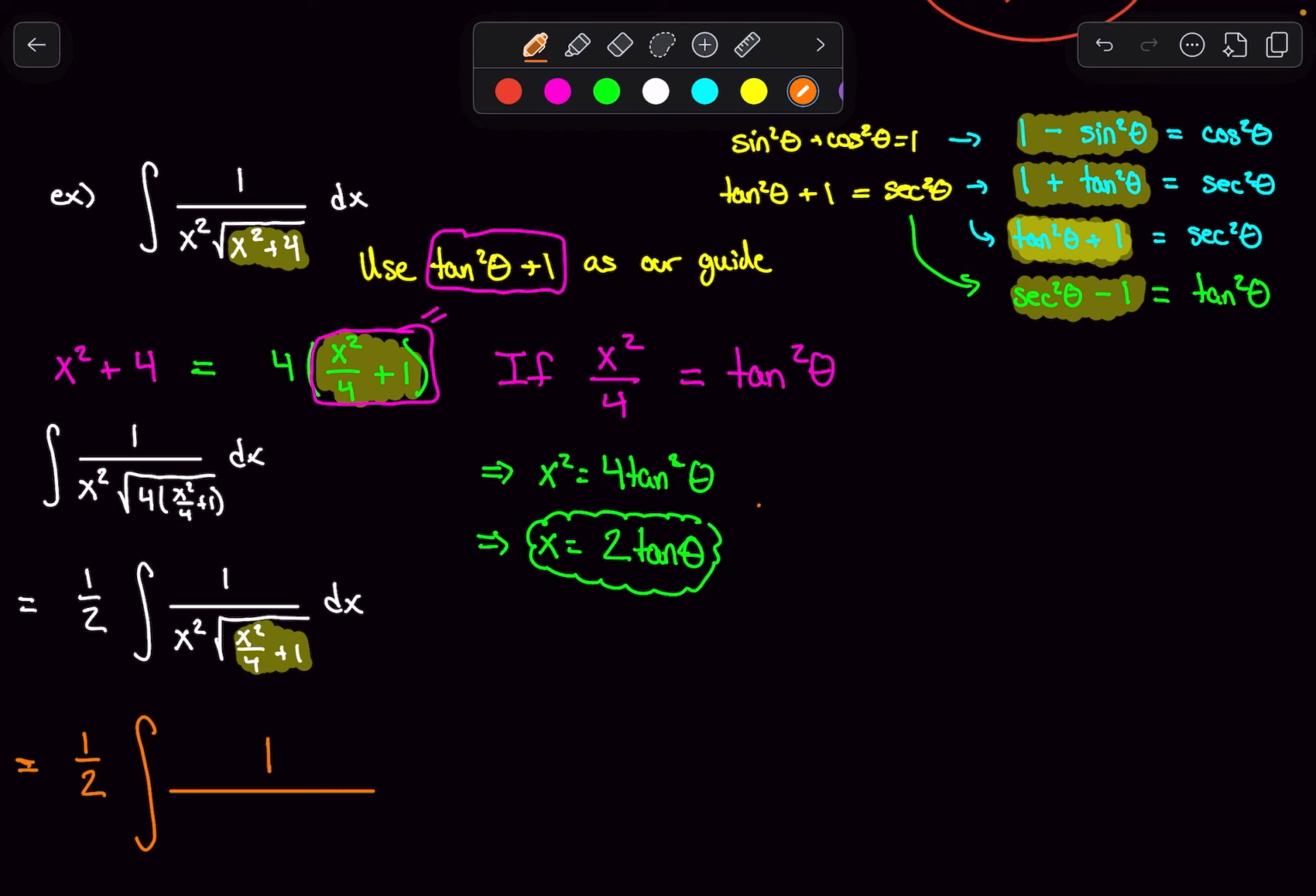If I say that we're going to make this substitution, so we say let x be equal to 2 tangent theta, then x squared is equal to 4 tangent squared theta. And so that means I'm going to have 4 tangent squared theta. Now, what do we do with the stuff inside of this square root?